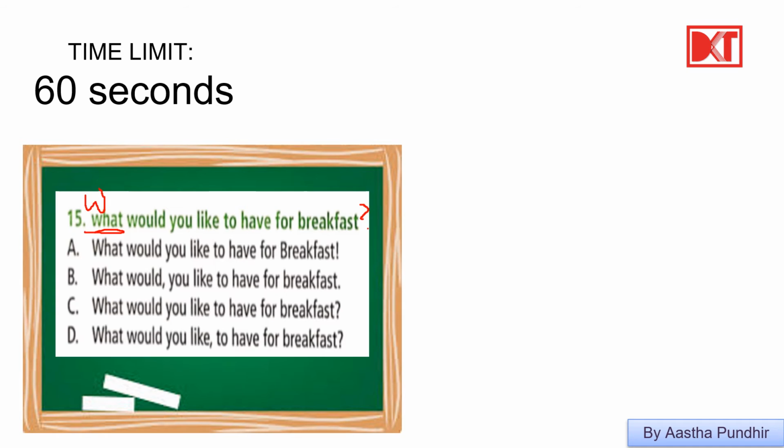This one is very easy. So which one is correct over here? Here, C. What would you like to have for breakfast? For the rest of the options, in A, here it is an exclamation mark which is incorrect. B, here it is a comma in between which is also incorrect, and a full stop in the end which is also incorrect. Then D, a comma in the middle, incorrect. Right, so the correct answer is C.